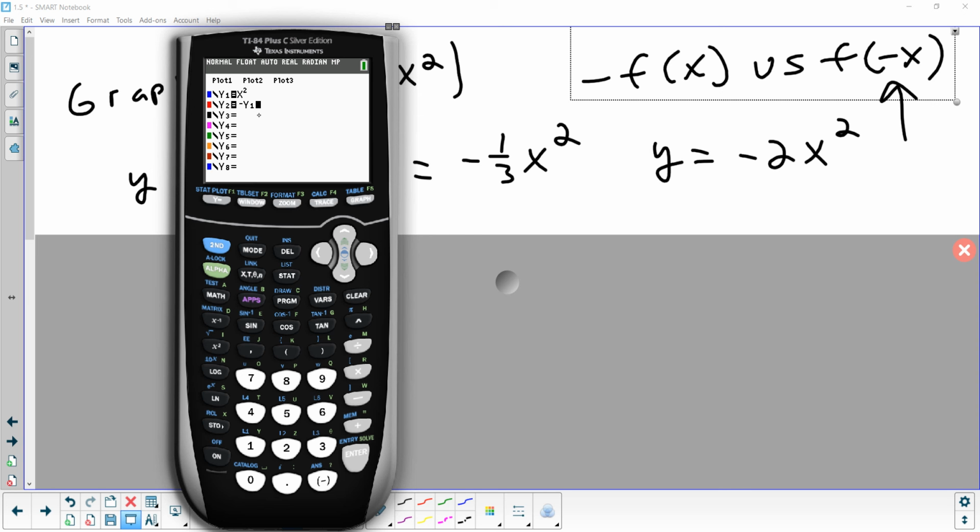How did you get that again? Why one? You have to go to variables, y variables, and the first option is function. Oh, okay, thank you. Yep.